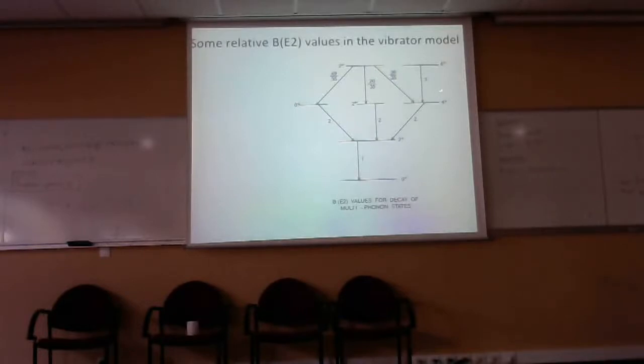Okay. And so what you would look for in the experimental spectra are not only 3 transitions from this level to these 3, but with relative BE2 values taking on those numbers. Okay?